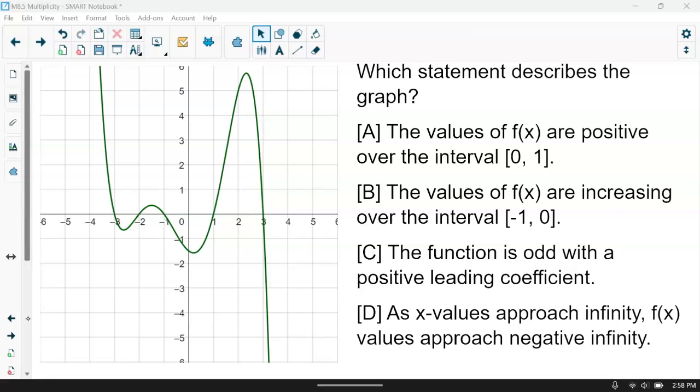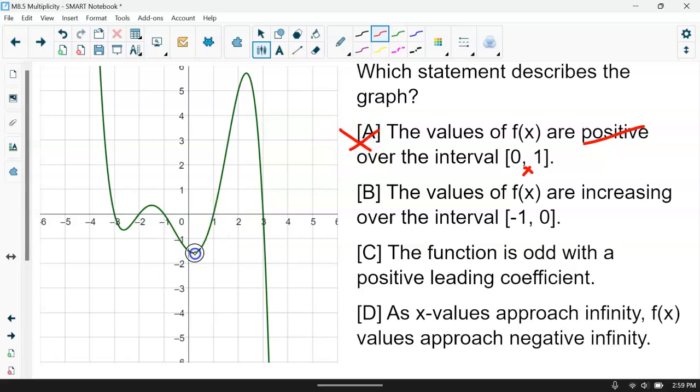And here we go. So notice here that the first option says the values of f of x are positive over the interval, the x values from 0 to 1. But notice here from 0 to 1, my values are not positive, right? Because it's below the x-axis. These values are negative. So that statement does not describe.